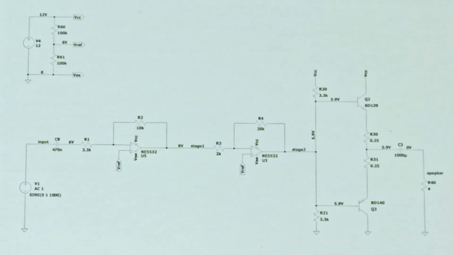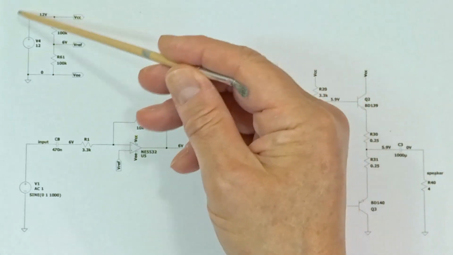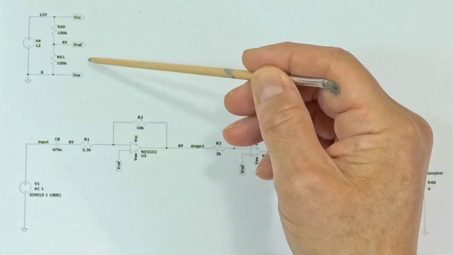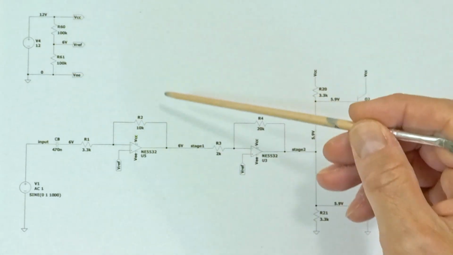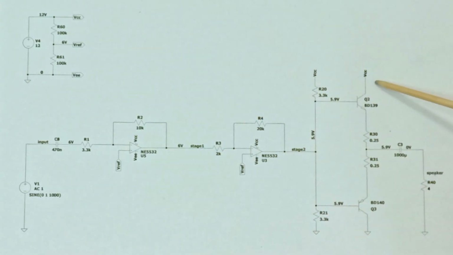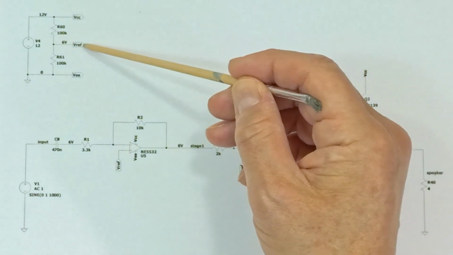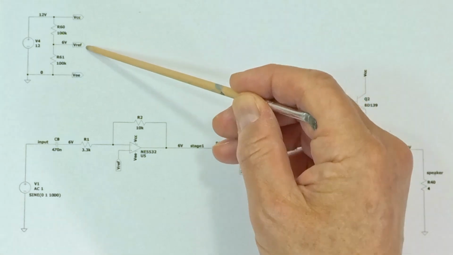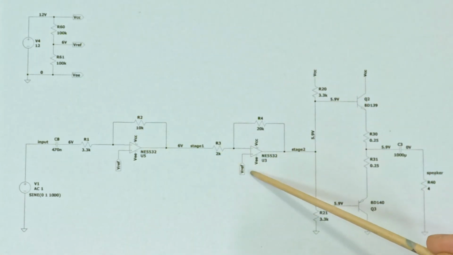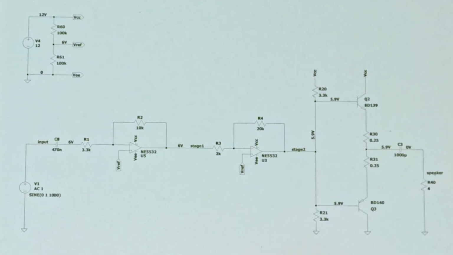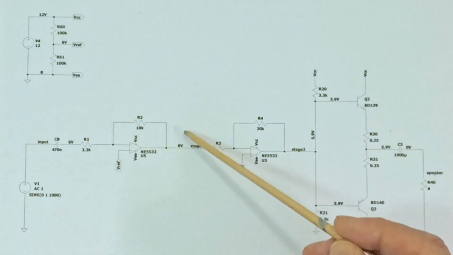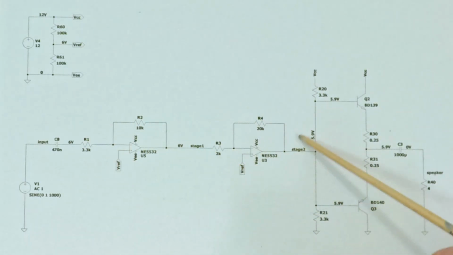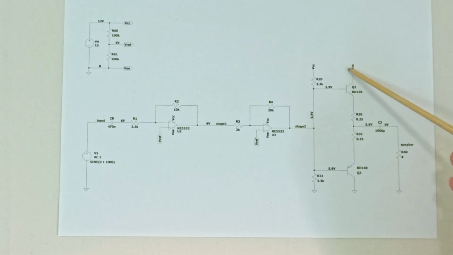To put it on the breadboard, I first drew up this schematic. This is the 12-volt power supply. The VCC is the main power rail to deliver supply voltage to the different stages. The 6-volt reference voltage is created by using a voltage divider network. This reference is connected to the op-amp inputs. This is the first stage, this is the second stage, and this is the output stage. And of course we've got the speaker.